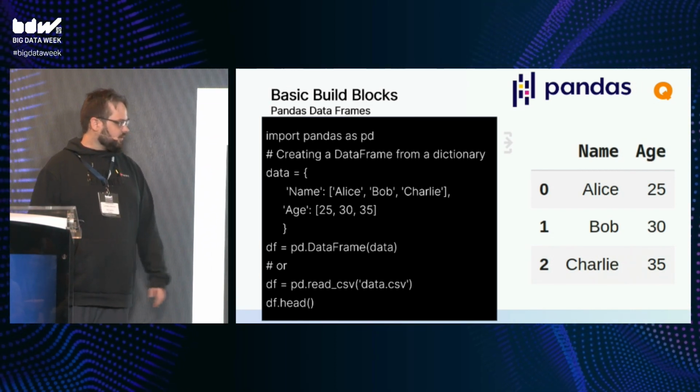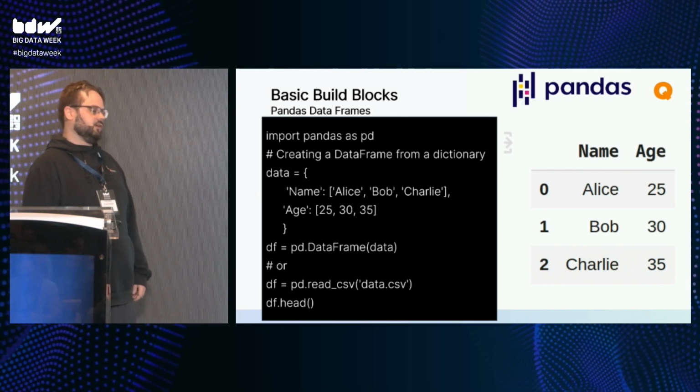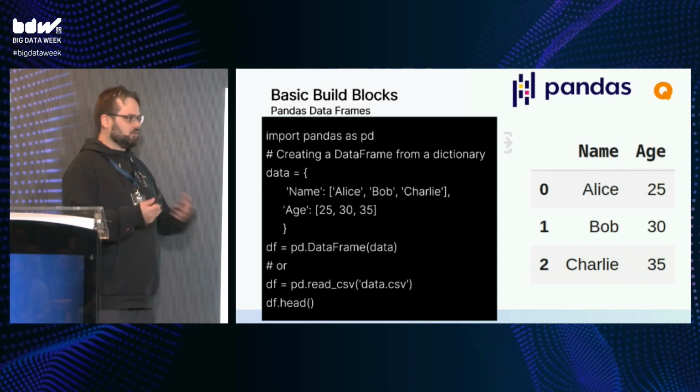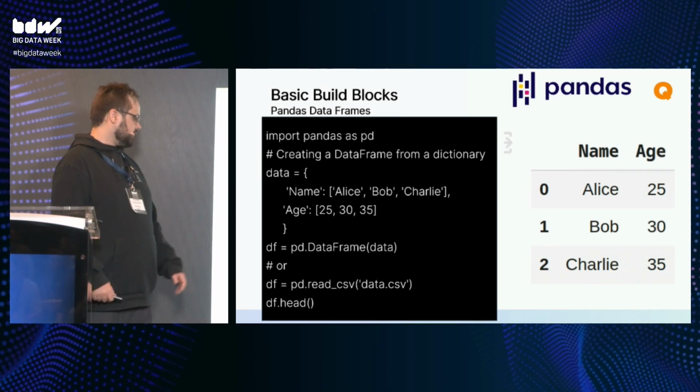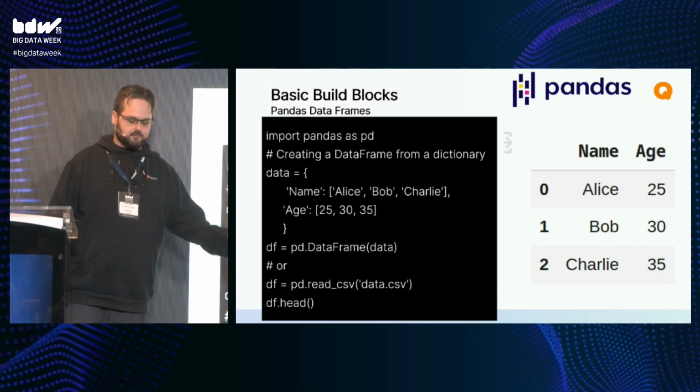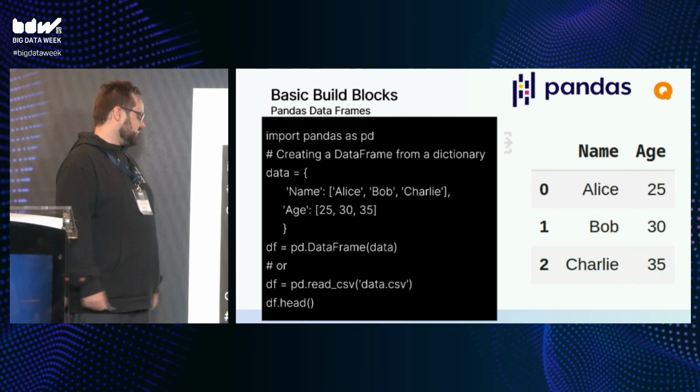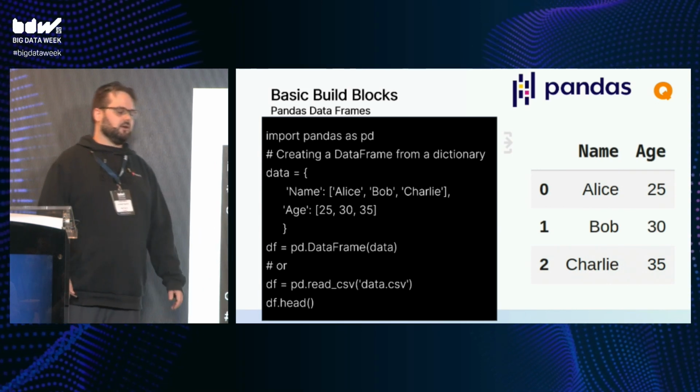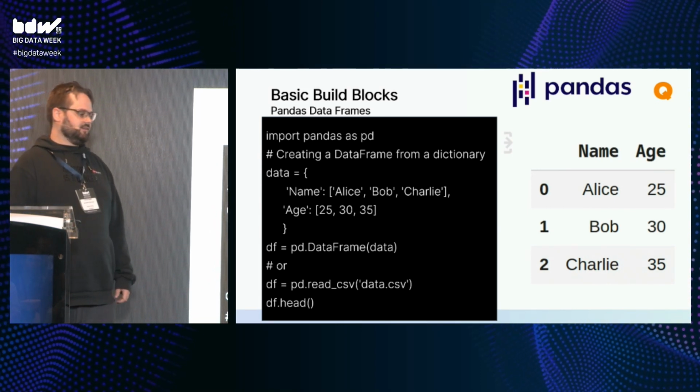And with df.head, we can look at the head of the table we just created and get a little bit more of an understanding of what the data is. You can tell it to show me the head 10 or the tail 10, show me the top 10 or the bottom 10, and take a look at your data as it is right now.